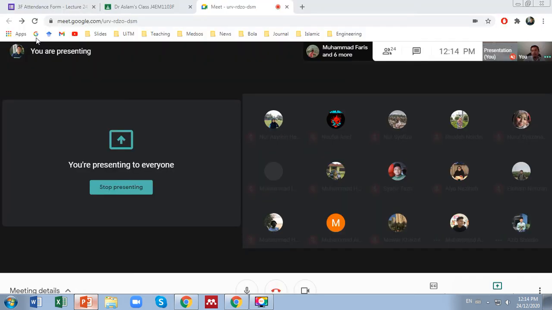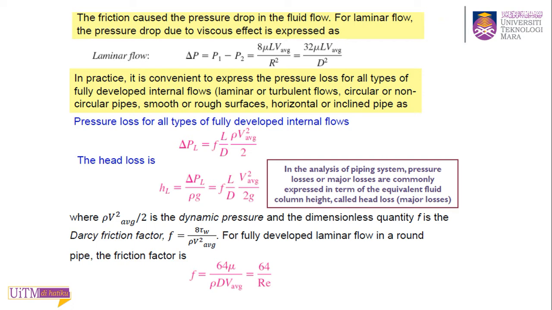So that's the reason why we calculate the losses. The friction causes the pressure drop. As you said earlier, there is a pressure drop when we calculate losses, and that loss we can translate into a pumping power requirement. We have two different flows, laminar and turbulent. For laminar flow, you can calculate the pressure drop using this equation, the first equation.